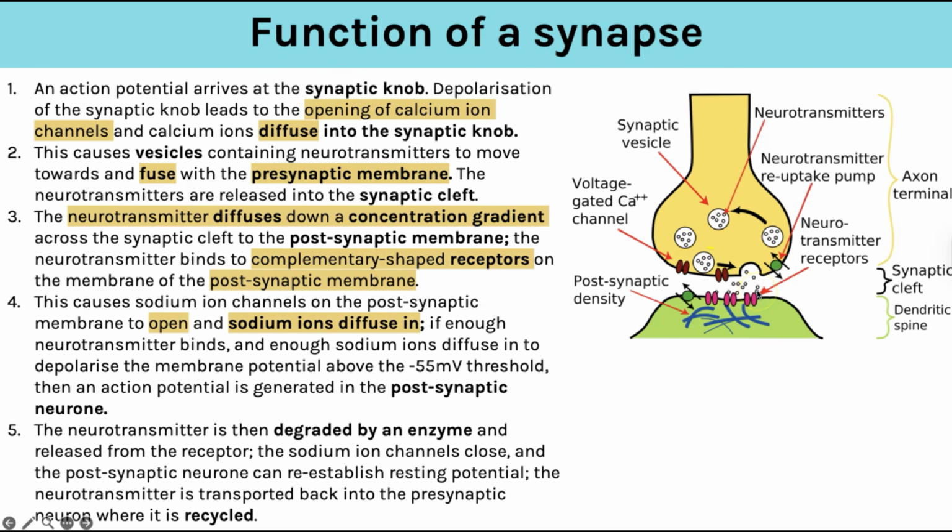Lastly, that neurotransmitter needs to be broken down so that it is then released from the receptor to cause the sodium ion channels to close. Because otherwise, even after the stimulus has stopped, that will still be triggering an action potential in the postsynaptic membrane, which we don't want to happen. So that is then going to happen because of enzymes. Enzymes will degrade the neurotransmitter, causing them to be released. Therefore, the sodium ion channels close and it goes back into the resting potential stage. And the neurotransmitter that's been broken down gets recycled and reused.